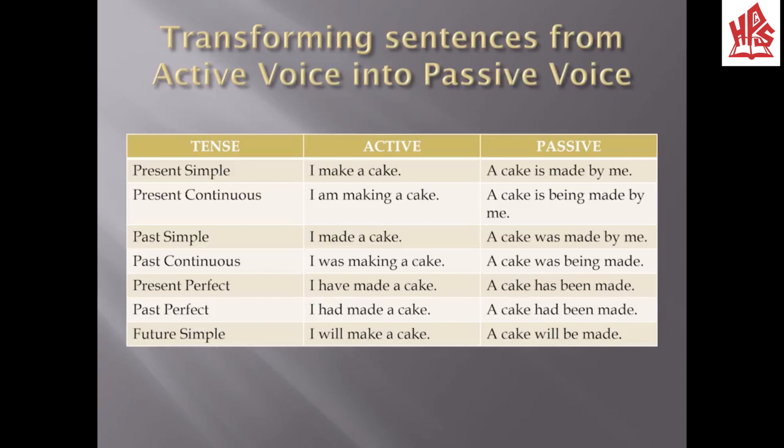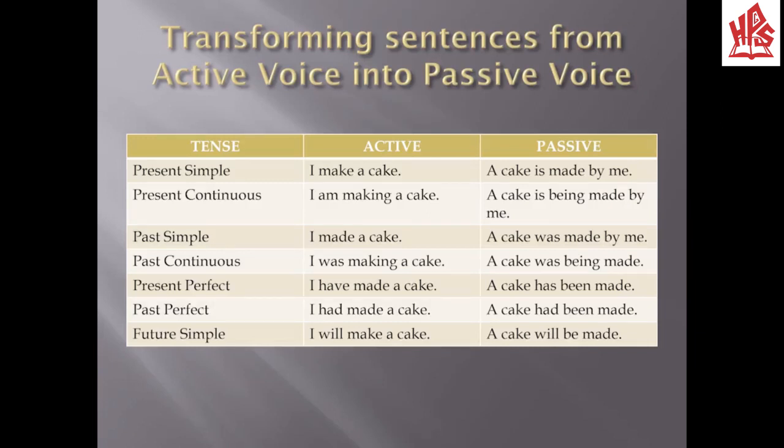In present simple, we use first form. In present continuous, we use is/am/are with gerund form. In past simple, we use the second form of the verb. And in past continuous, once again, was/were with ing form. Present perfect: you know that in all perfect tenses we use the third form of the verb. But the helping verb of present perfect is has/have. In past perfect, it's had. Future simple: you know that we use will with the first form of the verb. So these are all the active structures of the tenses.